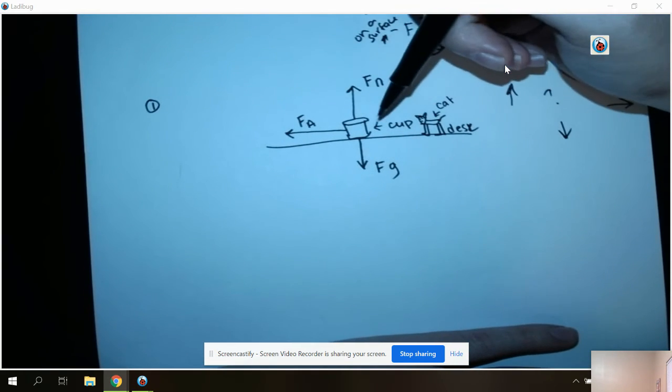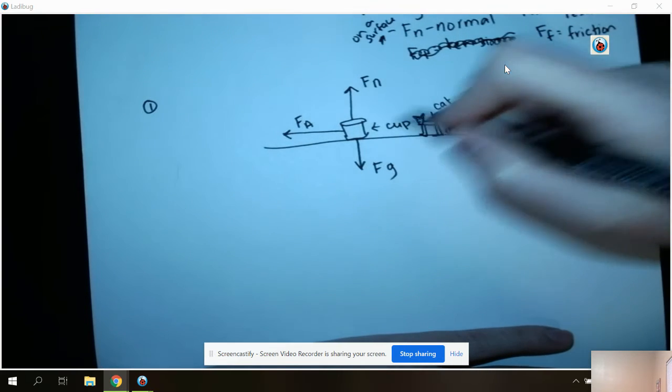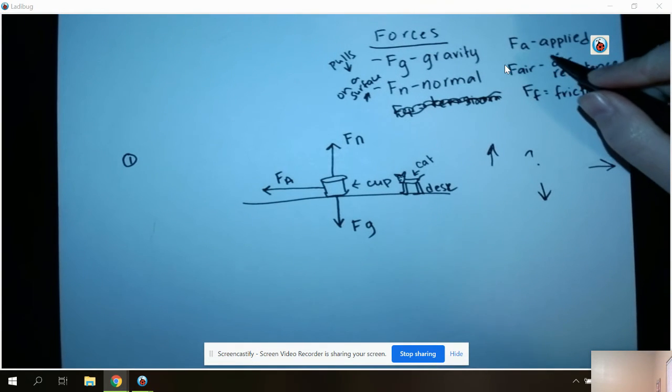Okay. All right. So the cat knocks the cup. This is the applied force. Force applied up here. Force applied.